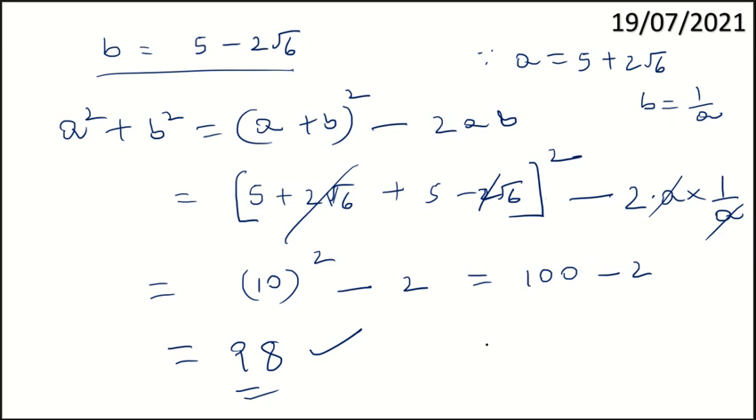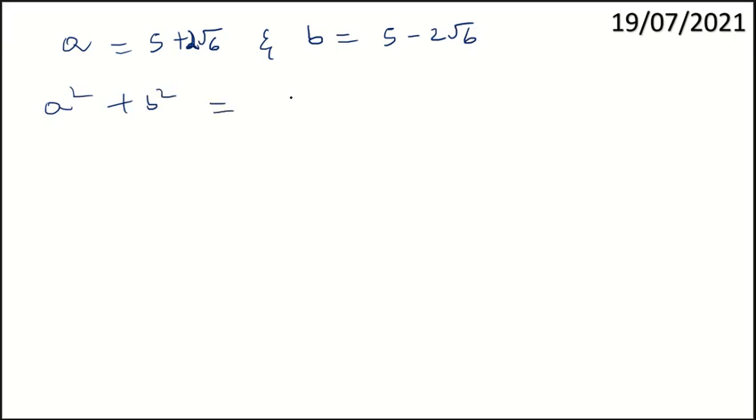Next, what is another method? Let me do it by the other method. Another method is here, you know a is 5 plus 2 root 6, and you found b as 5 minus 2 root 6, and you are asked to find a square plus b square. So, straight away finding a square, that is 5 plus 2 root 6 square, and 5 minus 2 root 6 square, substituting the a value and b value there.